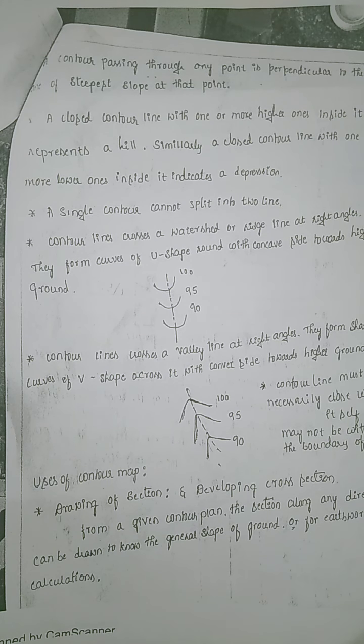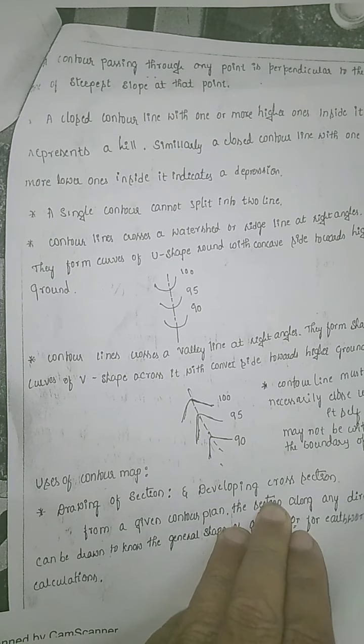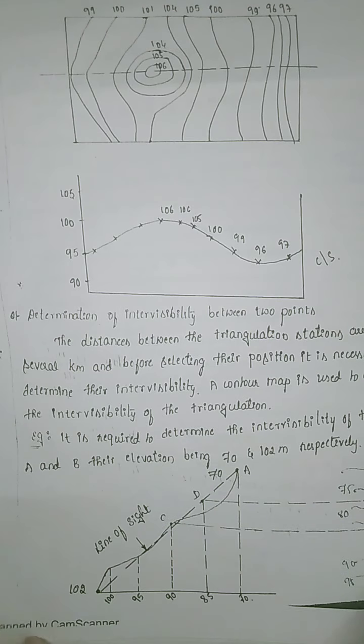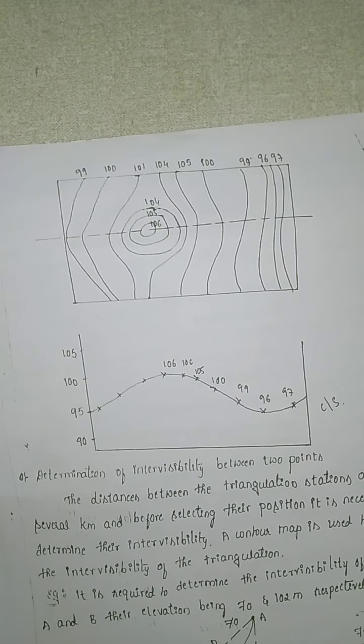Now, from a given contour plan, the section along any direction can be drawn to know the general shape of the ground, or for the earthwork calculation. Suppose a contour map is given to you. From that contour map we can draw the section, and we can calculate the earthwork in order to find out the estimation that is going to be required in one particular project. So this can be done with the help of your contour map.